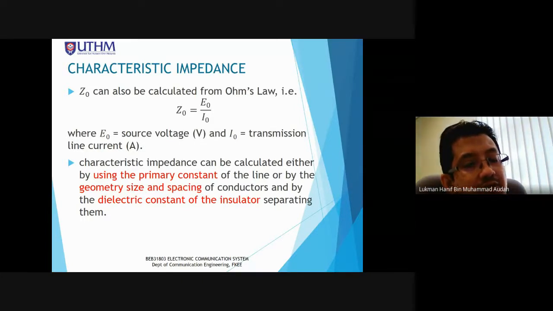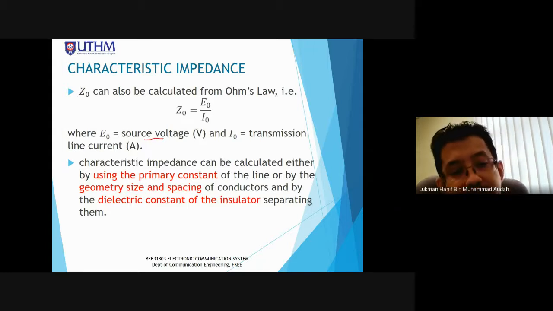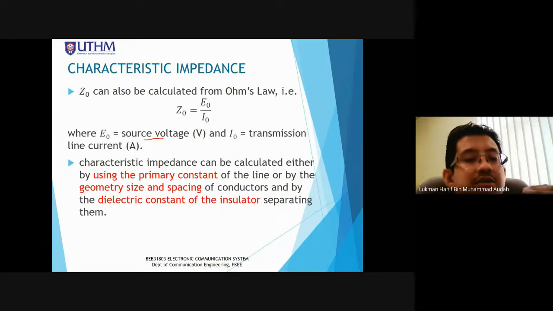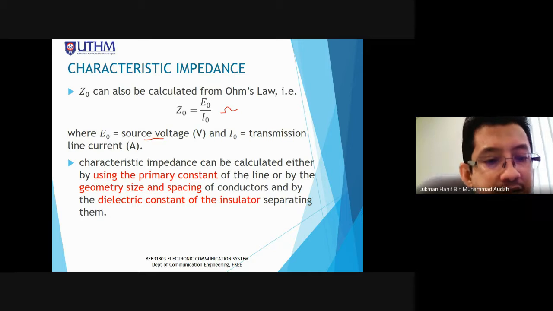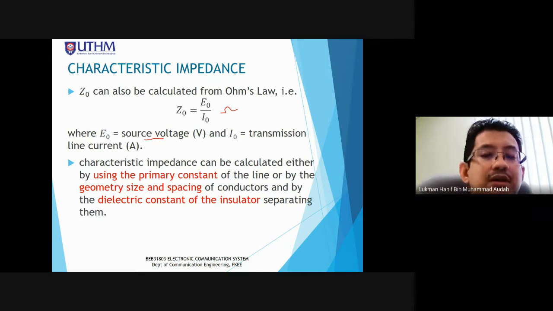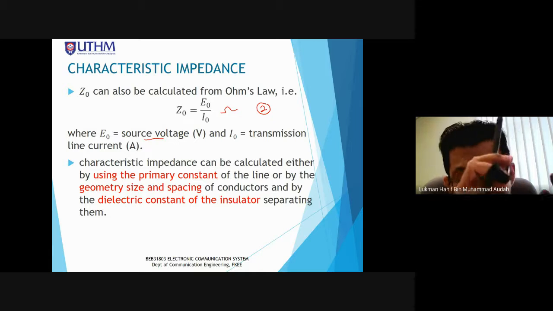characteristic impedance menggunakan Ohm's law, where Ohm's law it is equal to V over I, yang mana V over I here is E0, E0 is a source voltage, and I is the current that flows along the transmission line. Current yang melalui transmission line itu. So voltage from the source divided with the current flows in the transmission line, so it is equal to the characteristic impedance. Okay. So characteristic impedance can be calculated either by using primary constant of the line or by geometry size and spacing of the conductor and by the dielectric constant of the insulator separating them. So tadi ini kita dah lihat persamaan yang kedua untuk characteristic impedance. So dia ada banyak cara sebenarnya.